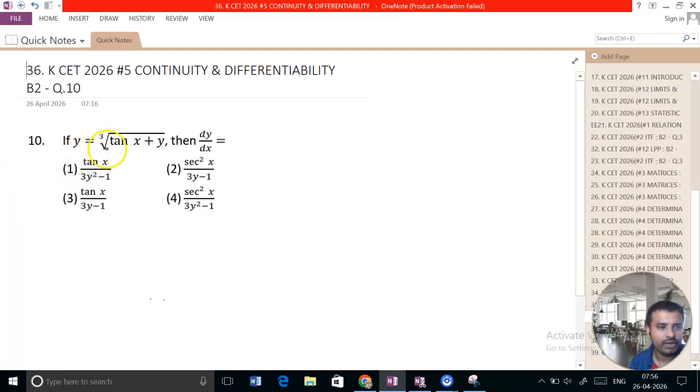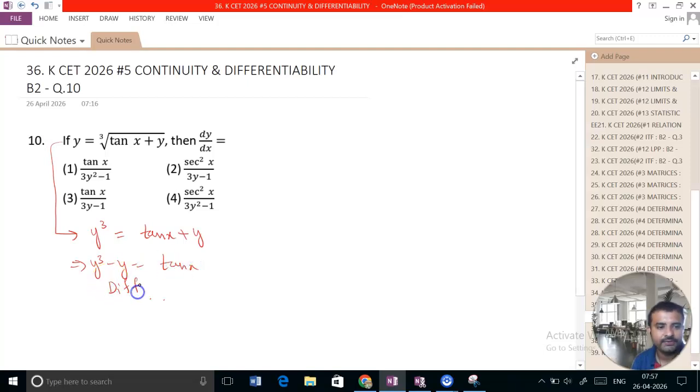Here they have given y is equal to cube root of tan x plus y. Then what is dy by dx? Instead of taking the derivative directly, first we should simplify the function. Cubing both sides, it becomes y cube is equal to tan x plus y. If you take y to this side, it becomes y cube minus y is equal to tan x. Now it will be easy for you to differentiate.